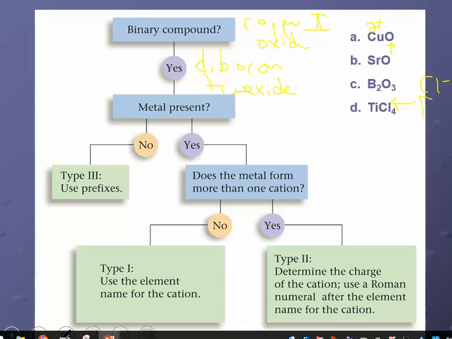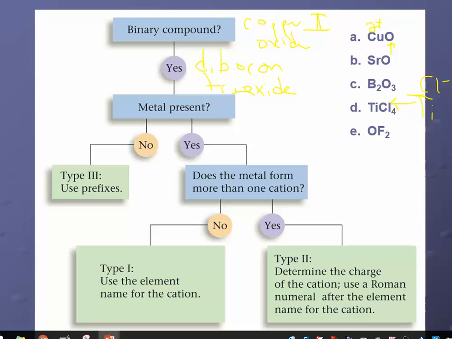And then the titanium, I only have 1 of those. So what charge must be on the titanium to counterbalance the 4 negative for all those chlorides? It's got to be a +4. So the name of this compound, letter D here, is titanium, Roman numeral 4, chloride.